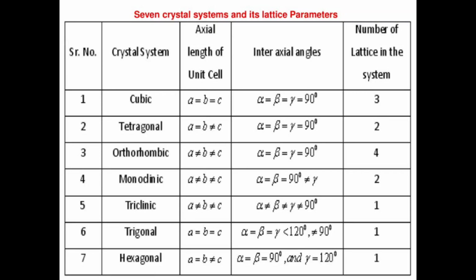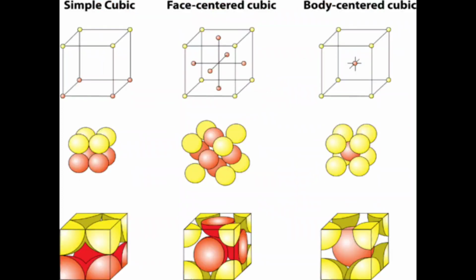Okay. So this is the system. You need to know it by heart. You have 7 crystal systems. And you need to know the axial lengths and the interaxial angles. That is this and this. These two things are very important. The number of lattices is not that important, but you need to know this and this thoroughly.